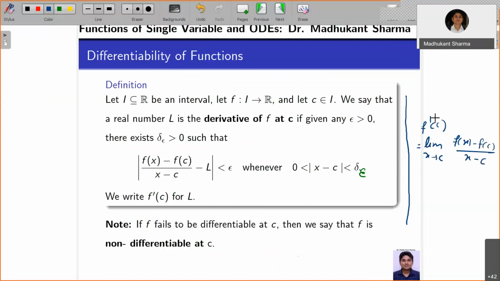So this is going to be the limit value of this function, f(x) minus f(c) divided by x minus c. That you call L, this L or f'(c), so both are the same.